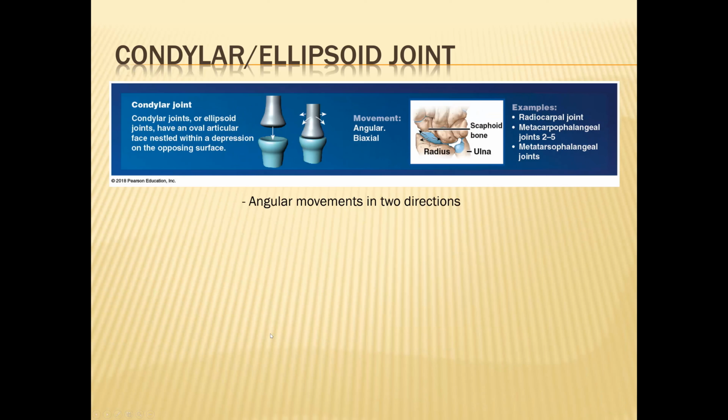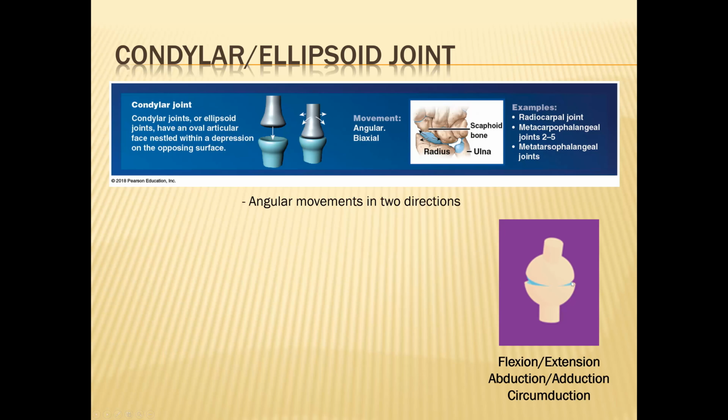The next type of joint is a condylar joint, which is also referred to as an ellipsoid joint. So in this type of joint, we are allowing angular movement in 2 directions, but because the bones that connect together are more oval shaped than ball shaped, we cannot get any rotation.